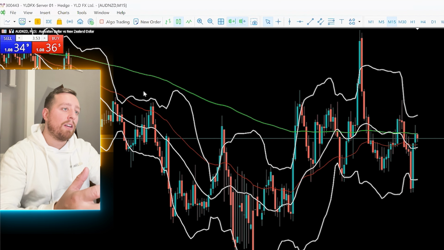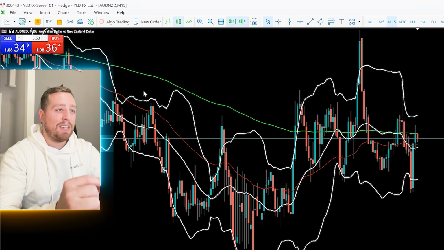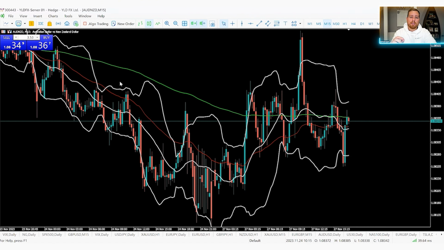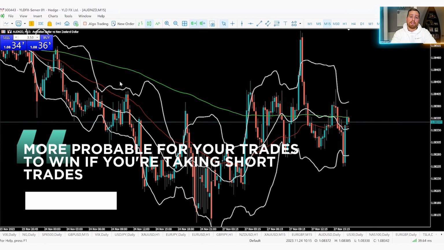So one of the ways that we can effectively trade this, we can utilize again the fact that short-term momentum is to the downside. So in this case, it's almost more probable for your trades to win if you're taking short trades only, if you're doing it in line with the trend.